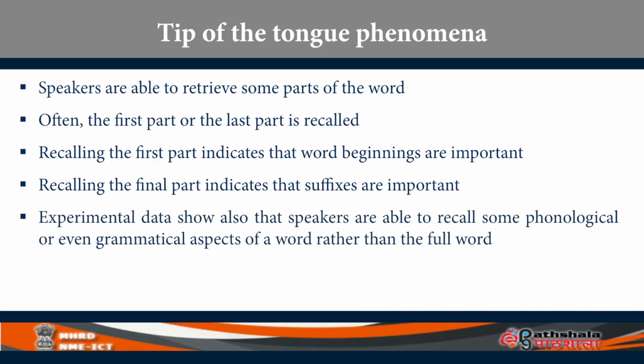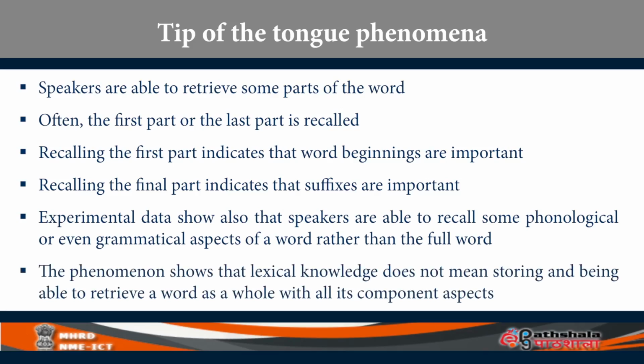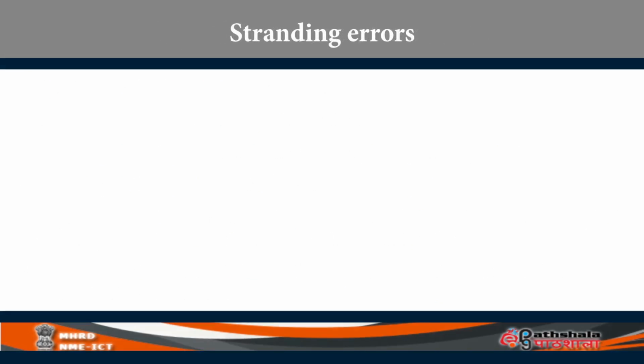Experimental data also shows us that speakers are able to recall some phonological or grammatical features of a word rather than the full word. This tells us that lexical knowledge does not mean storing of the word in its entirety in the mental lexicon, nor does it mean that we are able to retrieve a word in its entirety when we require it. Another set of data are called stranding errors.